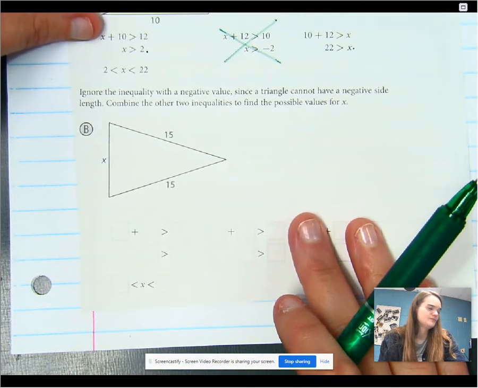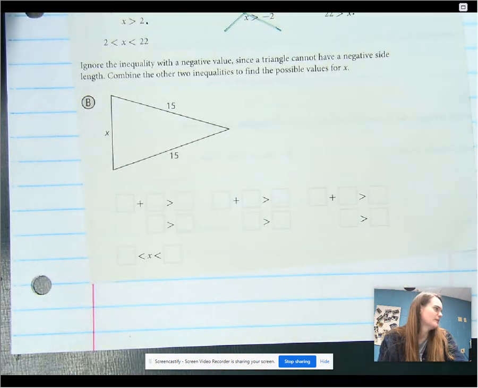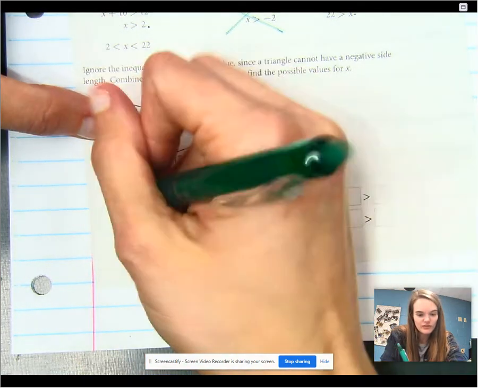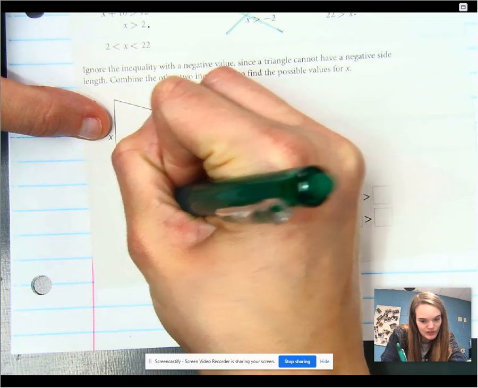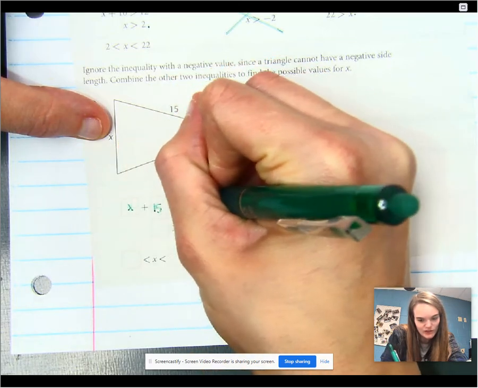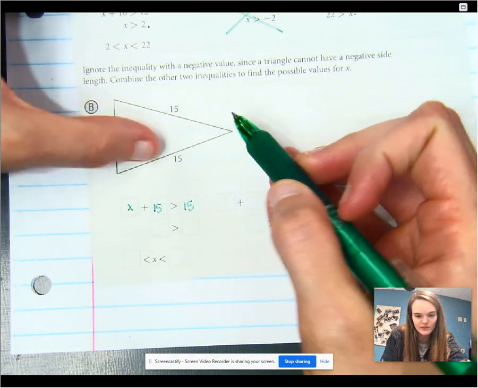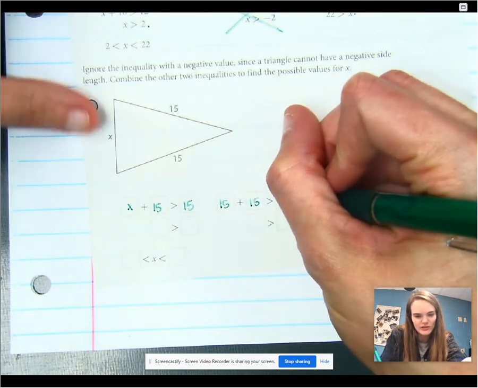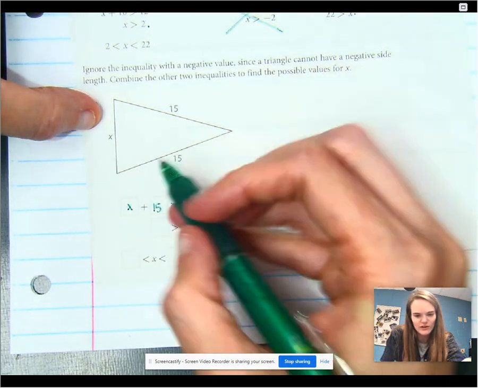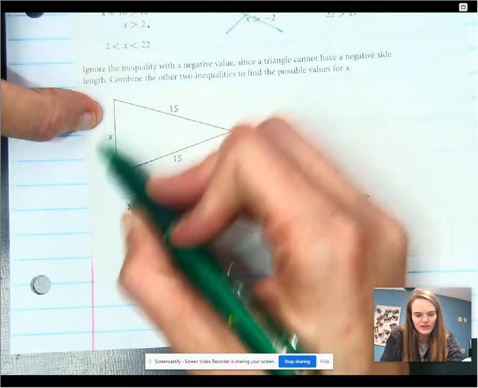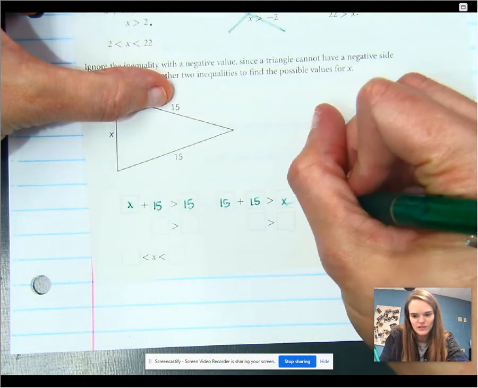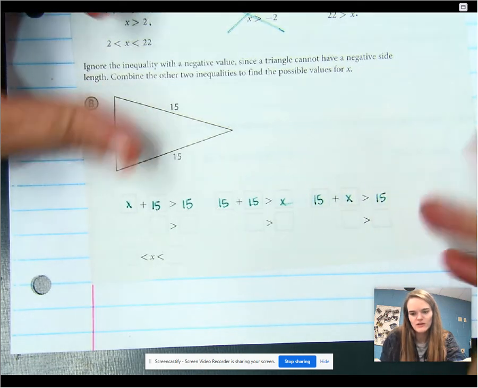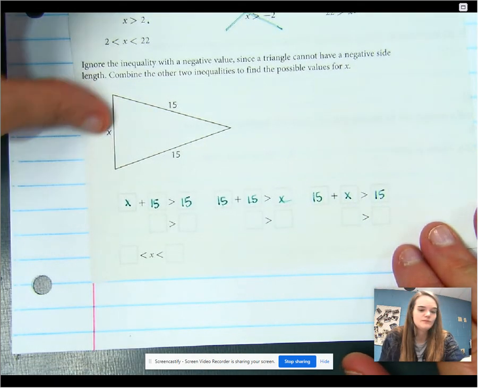Let's do the next one. Letter B. We have 3 sides. Let's just start with x. X plus 15 has to be greater than 15. Okay, I went this way. Now let's go here. 15 plus 15 has to be greater than x. Okay, so I've done it like this. I've done it like this. Now let's start here. 15 plus x has to be greater than 15. And all the way around.